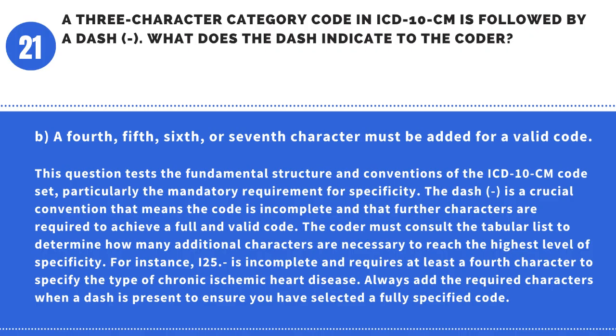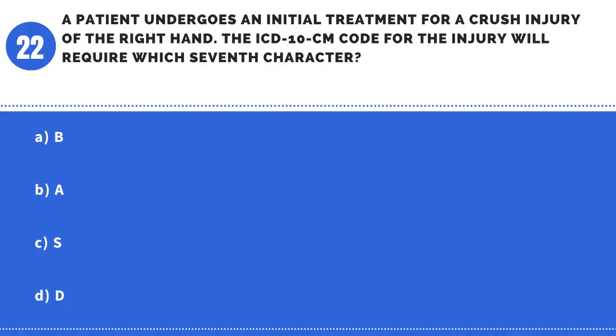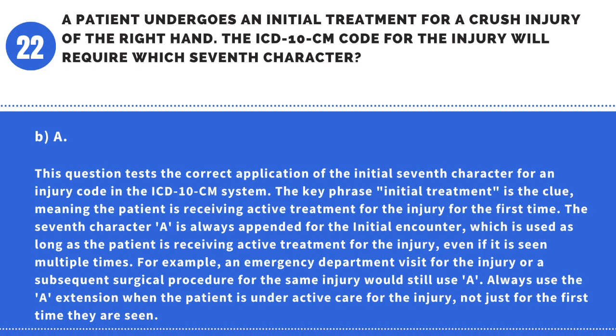Question 22. A patient undergoes an initial treatment for a crush injury of the right hand. The ICD-10-CM code for the injury will require which 7th character? A. A. B. B. C. S. D. D. Answer A.